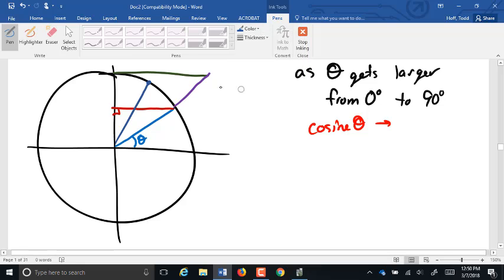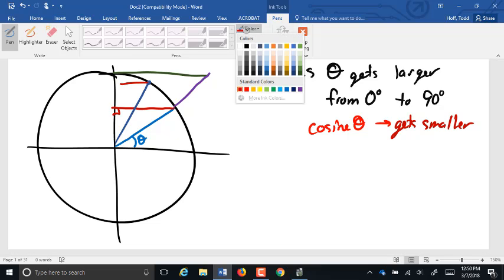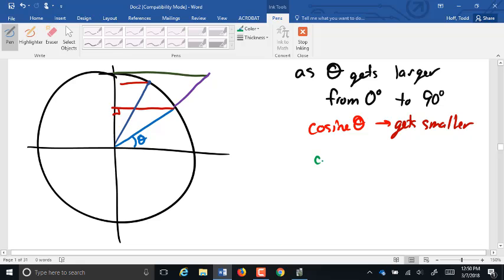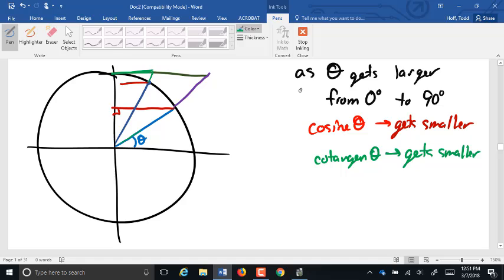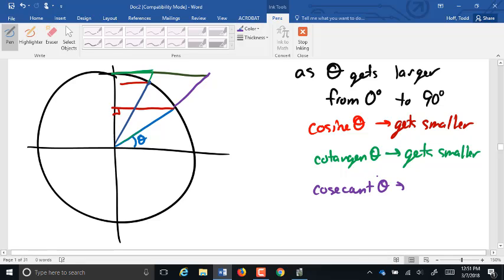What happens to that cosine? It got smaller. What happens to the cotangent of theta? Well, it goes from here to here. That cotangent gets smaller. What happens to the cosecant of theta? It also gets smaller. It doesn't have to reach near as far out to hit that tangent.